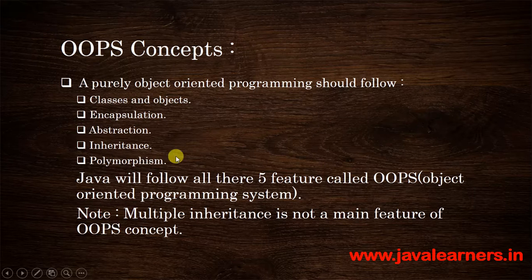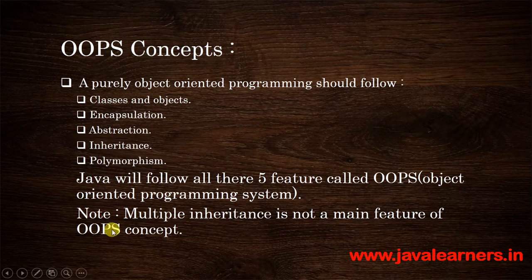All these features we will discuss in further tutorials. As of now, I'm just explaining why Java is an object oriented programming language. Because Java supports these features, Java is called object oriented programming. Java follows all these five features of OOPs, object oriented programming. So that's why Java is called an object oriented programming language.